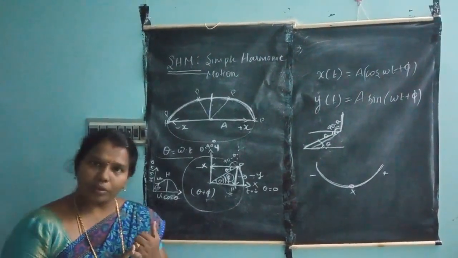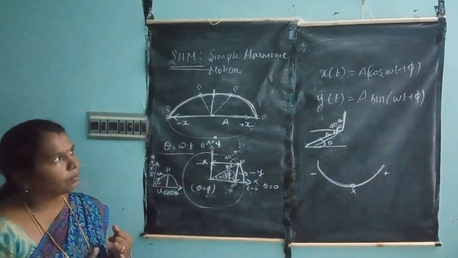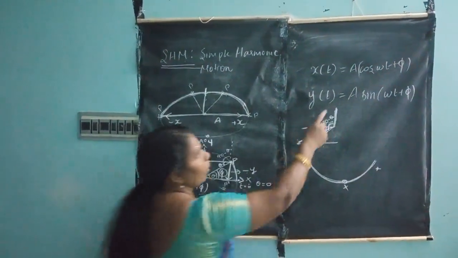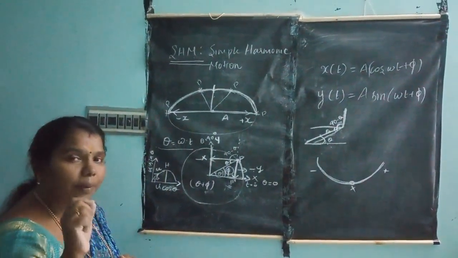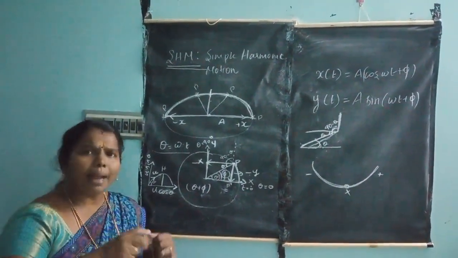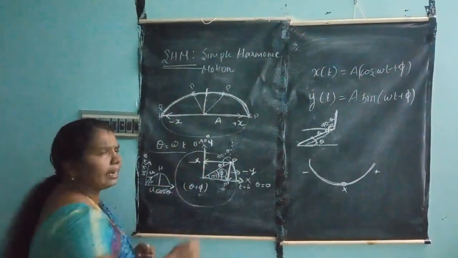Simple harmonic motion is an oscillatory motion, and its displacement along the x-axis can be represented in terms of A. What is A? A is the maximum amplitude. Amplitude means maximum displacement. Here we are representing the radius as A.